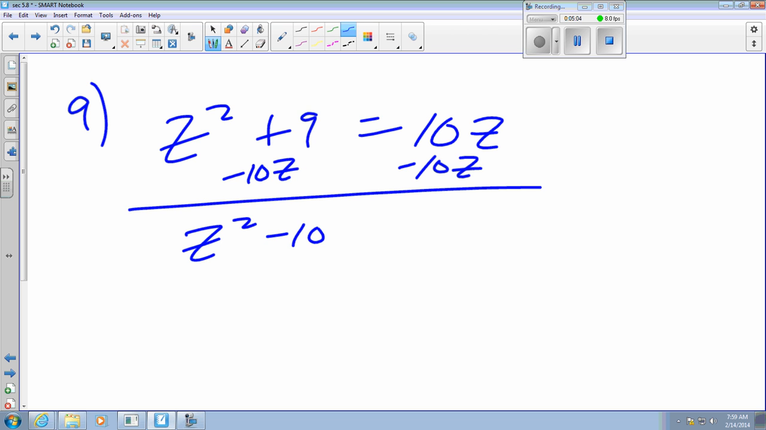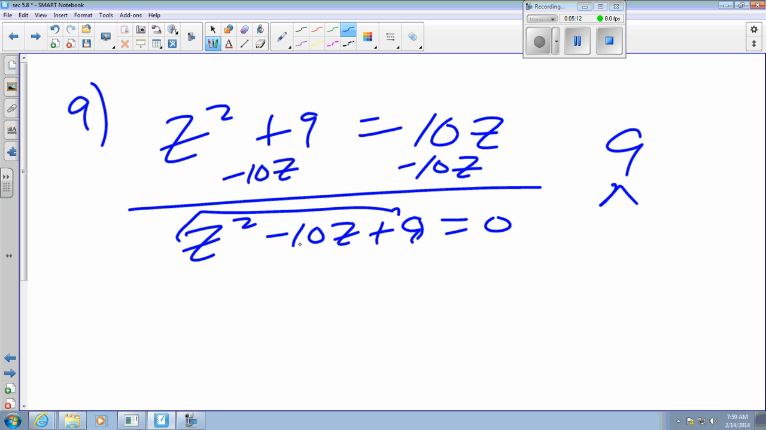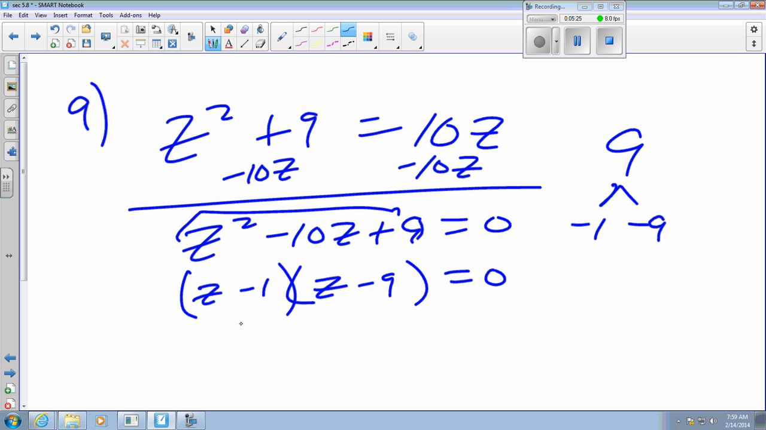It has to say equals 0 before I do anything. So now I have it. AC gives me 9. Factors of 9 that equal negative 10 are negative 1 and negative 9. Since there's nothing in front of the squared term, I'm going to go straight to my factors as z minus 1 and z minus 9. And then, since there's nothing in front of the variable, I'm going to go straight to the fancy brackets. Opposite of negative 1 is 1. Opposite of negative 9 is 9.